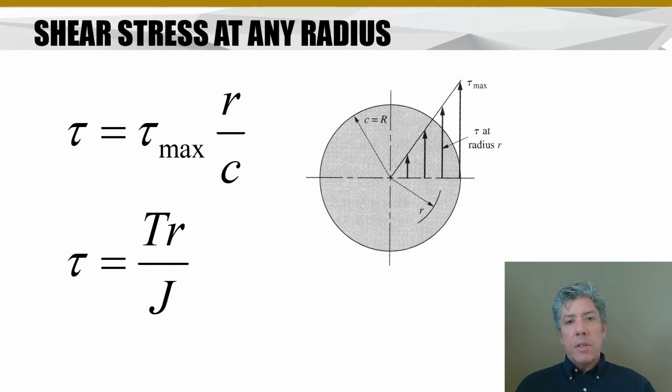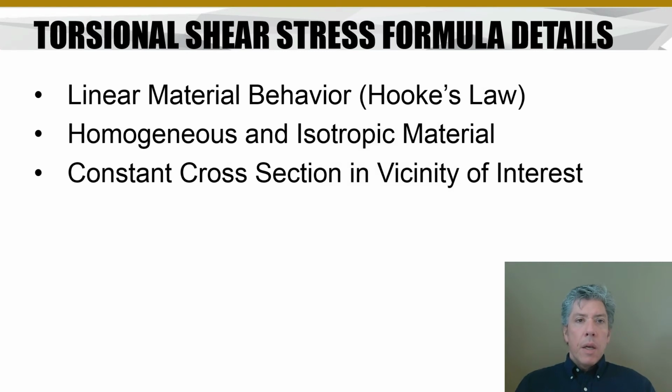Just plug in the radius that you want, and as long as there's material there and it's a round section, then that would be the stress at that particular radius. Now, this formula for relating shear stress to torsion is only valid in the linear region. So we have to assume linear material behavior. In other words, that the material stretches reversibly, that there's no lost position, no yielding that occurs. So we're following Hooke's law.